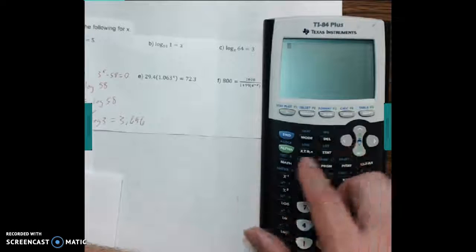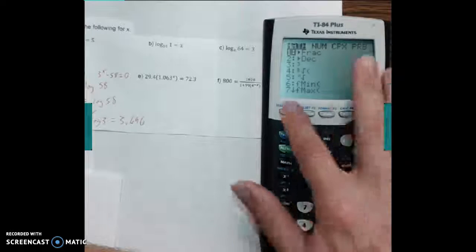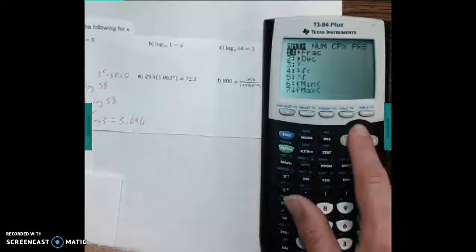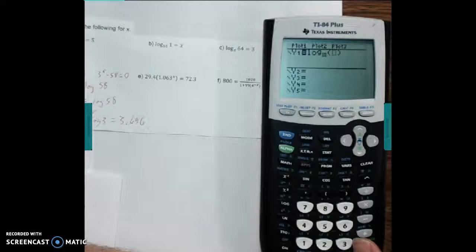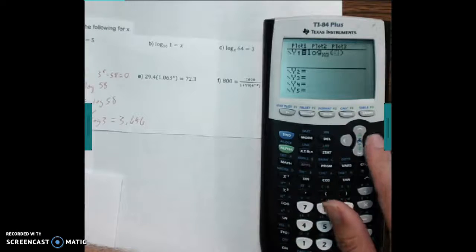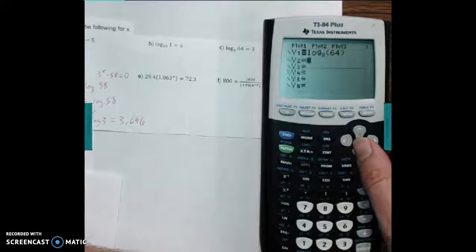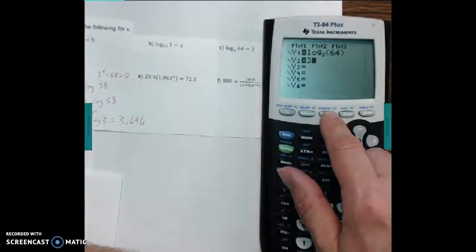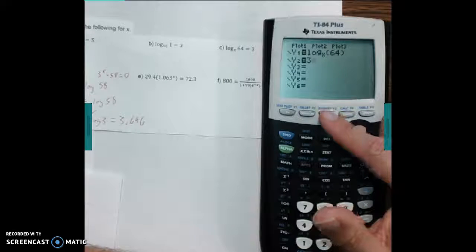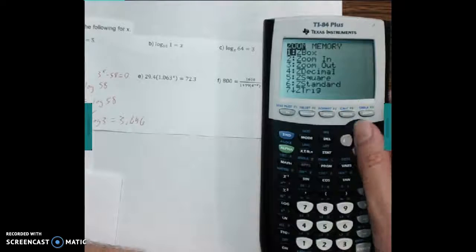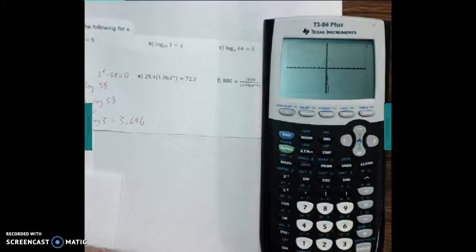Math, A. And I want base x, and I want to put a 64 right there. And in y2, I'm going to type in 3. Since I changed the window on the last one, I always like to go back and change it to the standard window. So I do Zoom 6, ZStandard.